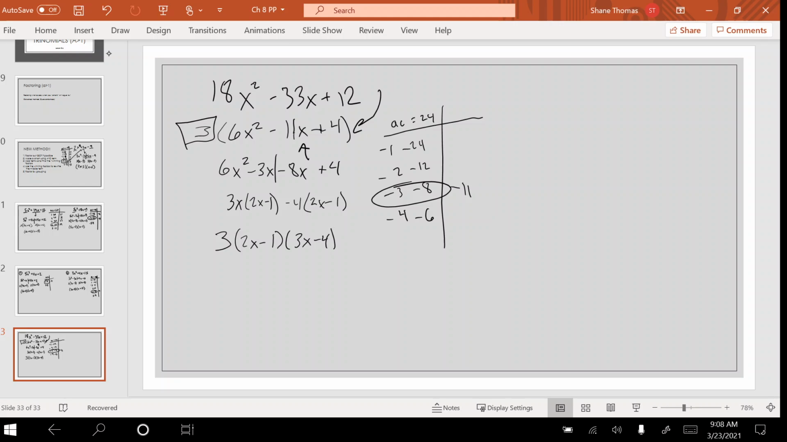Okay, here's one for you guys to try. 4. Yep, that's going to be 4, guys.